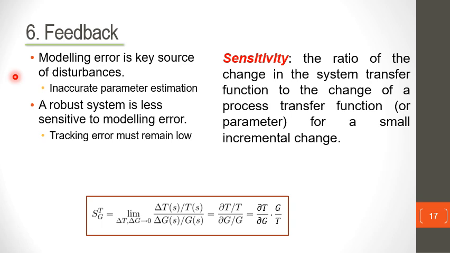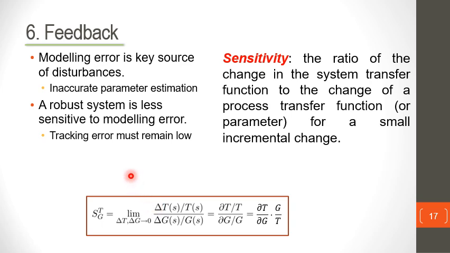A quantitative way of assessing these modeling errors is using what's called sensitivity. Sensitivity is defined as the ratio of the changes in the transfer function t to the changes of the process transfer function g, for a small incremental change. So what we are saying is, how does the transfer function t change if there is a small change in the process transfer function g.